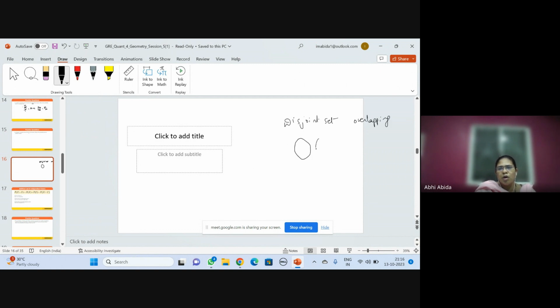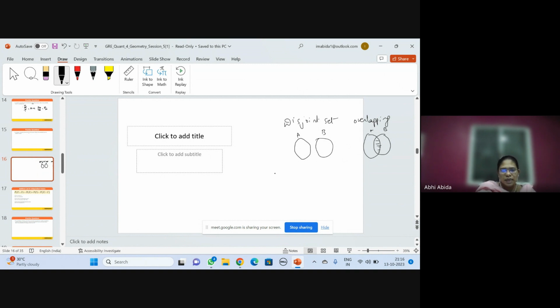So what does it mean by disjoint sets? Sets which don't have any common element from both the sets are disjoint sets. Whenever there is a common element from both the sets, it is called an overlapping set. If I take A and B as sets here, disjoint means there are no common elements, overlapping means there are common elements included.